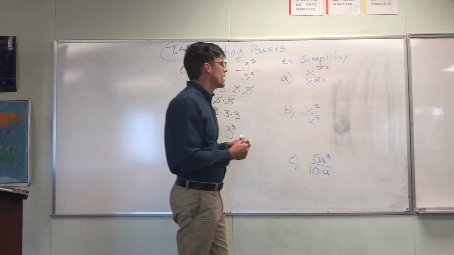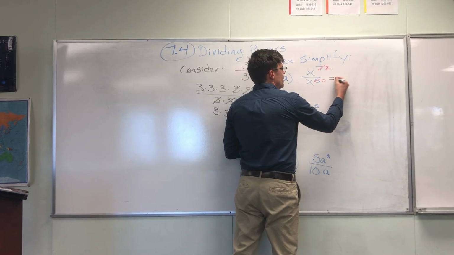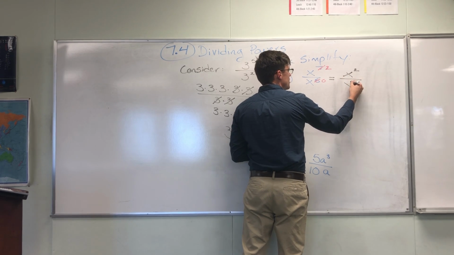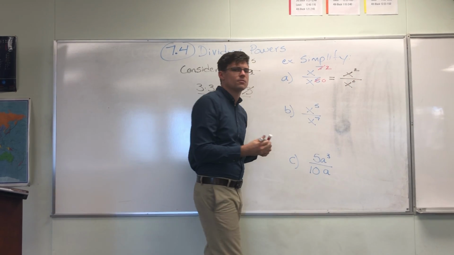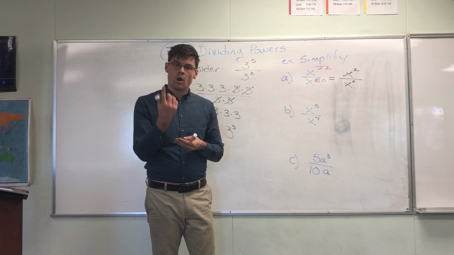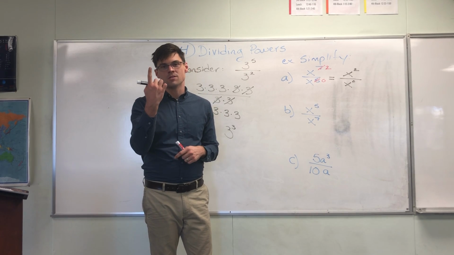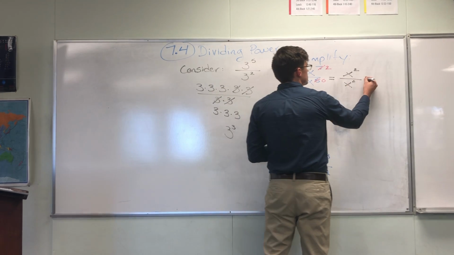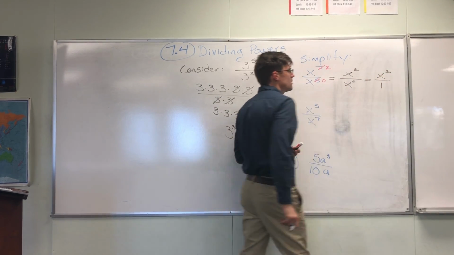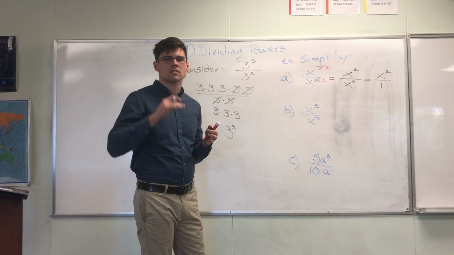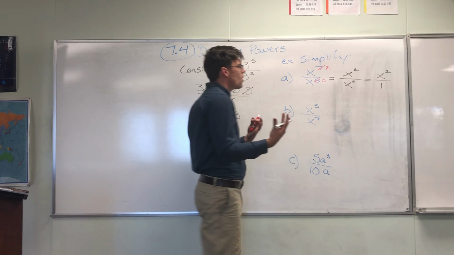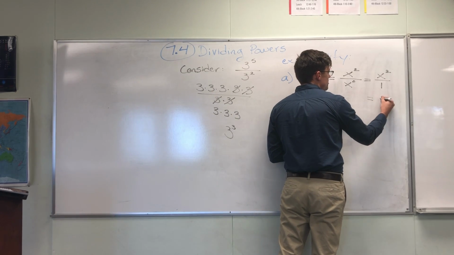As a result, what I have is, in the top, x to the power of 2 over, in the bottom, x to the power of 0. x to the power of 0 is just 1. Anything to the power of 0 is just 1. So that's x to the power of 2 over 1. And because 1 is in the denominator, and dividing by 1 does not change anything, I could also just write this as x to the power of 2.